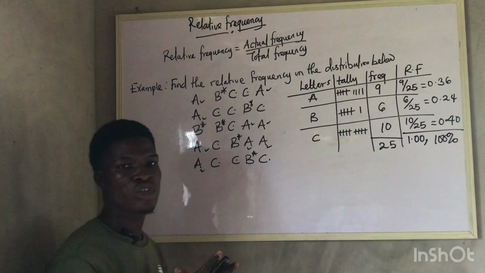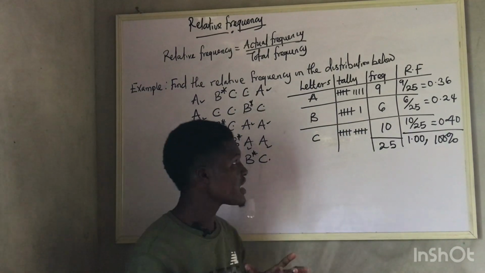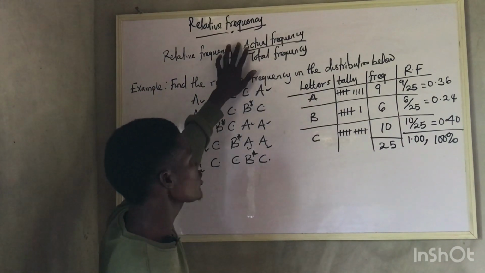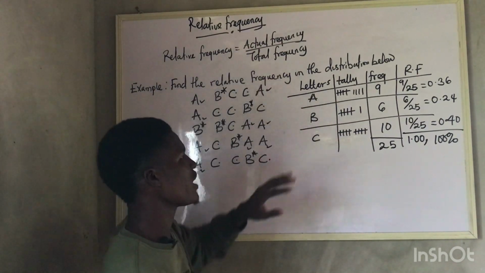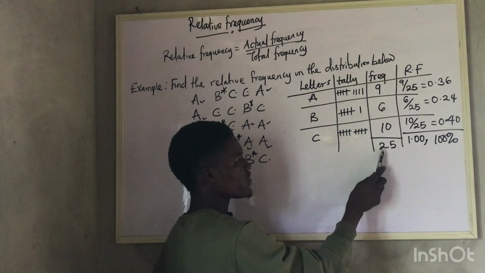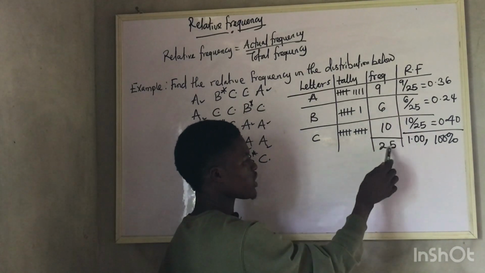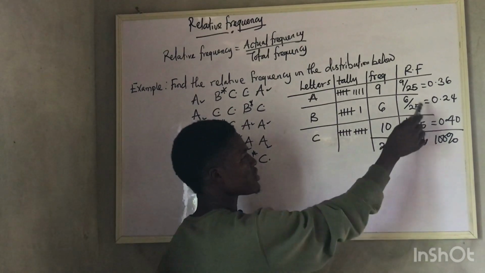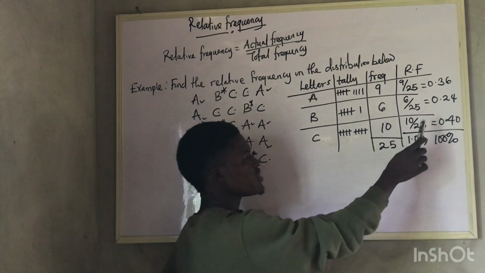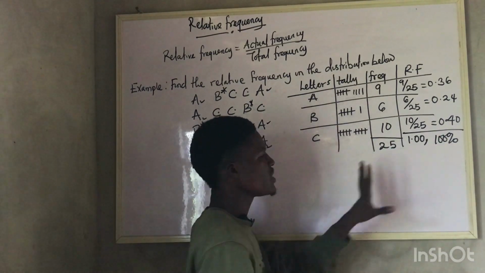So the first thing you need to do is to know your frequency. After getting your frequency, prepare your tally. Then after getting your tally, you do actual frequency over total frequency. You can see what I applied there: 9 over total, which is 25. Then the next one, 6 over 25. Then the last one, 10 over 25, which is 0.40. So this is how you are going to do that.